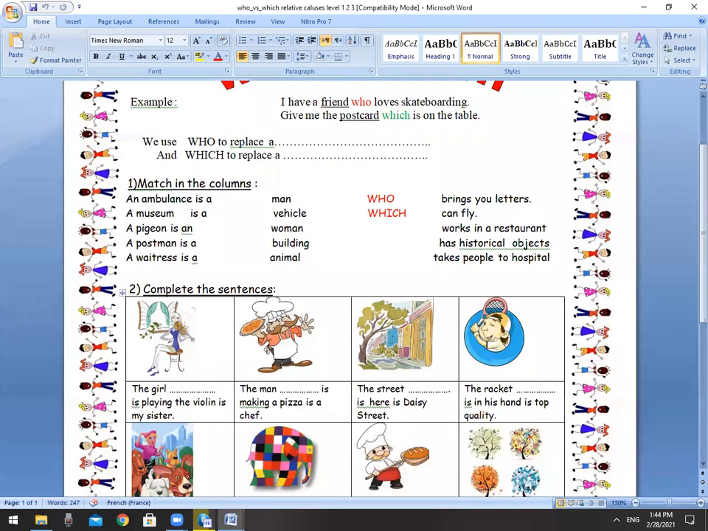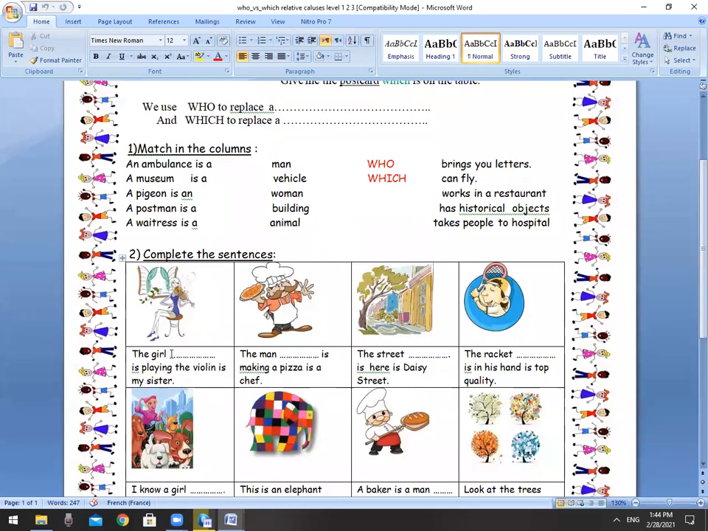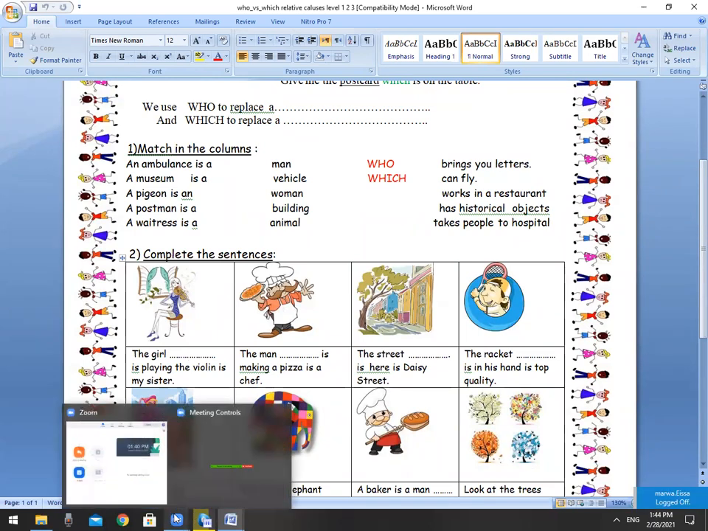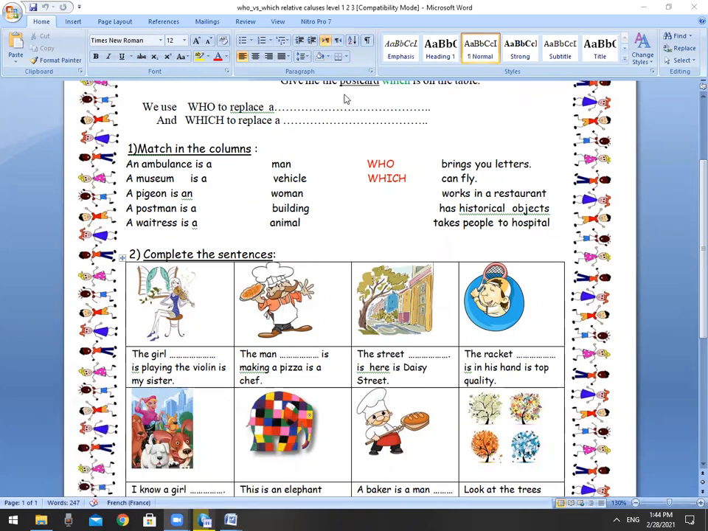Okay, number one, complete the sentences with who or which. Who knows the answer to number one? Yes, Noor Alauddin. The girl who is playing the violin is my great sister. So number one, who. Great. Number two, Dima. The man who. Who, exactly.